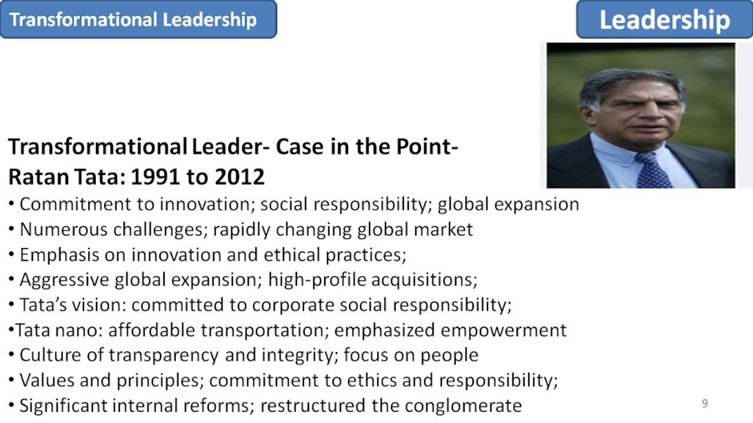Ratan Tata's tenure as chairman also saw significant internal reforms. He restructured the conglomerate to improve efficiency and foster greater synergy among its various businesses. This restructuring allowed Tata Group to better leverage its resources and capabilities, driving growth and enhancing competitiveness. Ratan Tata exemplified transformational leadership through his visionary strategies, commitment to innovation, and dedication to ethical practices and social responsibility.